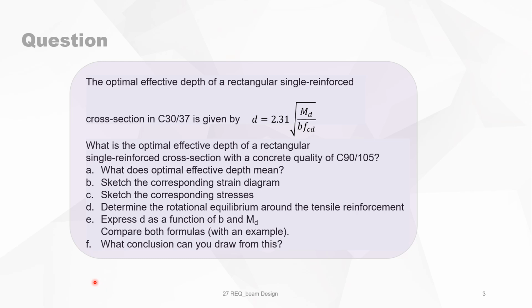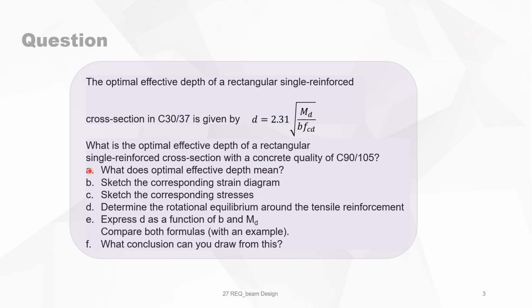The optimal effective depth of a rectangular single reinforced cross-section in C30/37 is given by d = 2.31 times the square root of the bending moment divided by b f_cd. What is the optimal effective depth of a rectangular single reinforced cross-section with a concrete quality of C90/105?